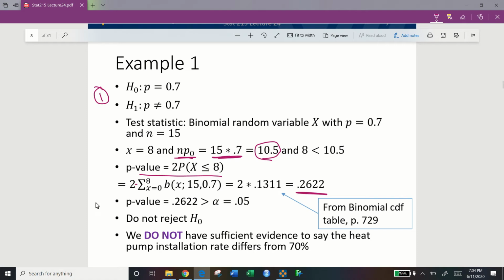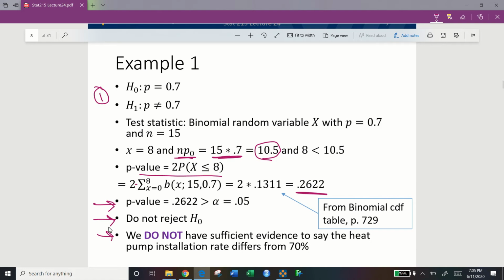Now we can go ahead and make our comparison. We can see that 0.2622 is greater than our alpha value of 0.05. This means our decision will be that we do not reject the null hypothesis. And our conclusion will be that we do not have sufficient evidence to say the heat pump installation rate differs from 70%.